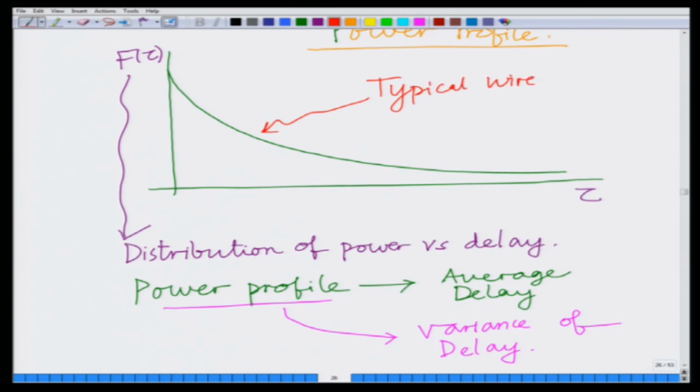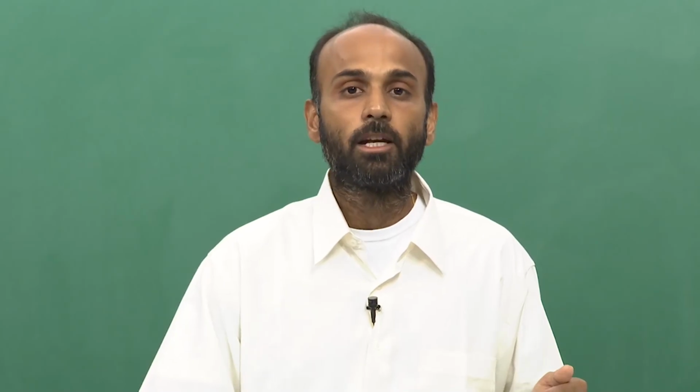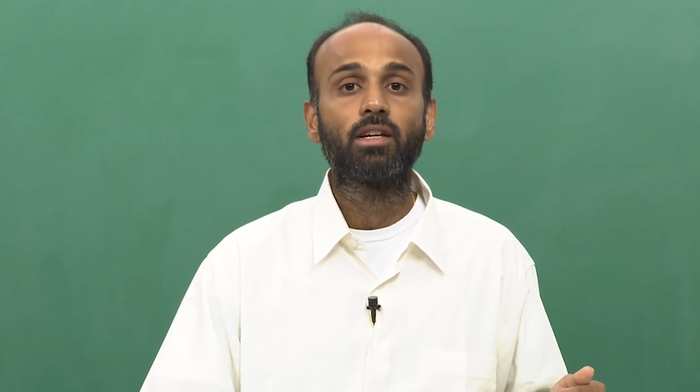The typical wireless power profile is similar to what we had seen for the exponential random variable. The typical multipath power profile in a multipath wireless communication scenario is exponential in nature. This is the exponential distribution that we had seen in the previous modules.